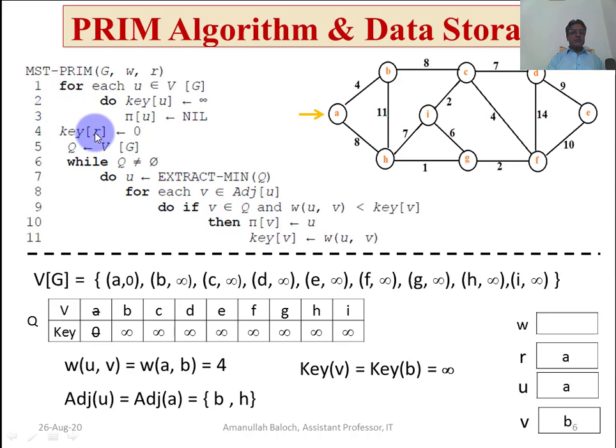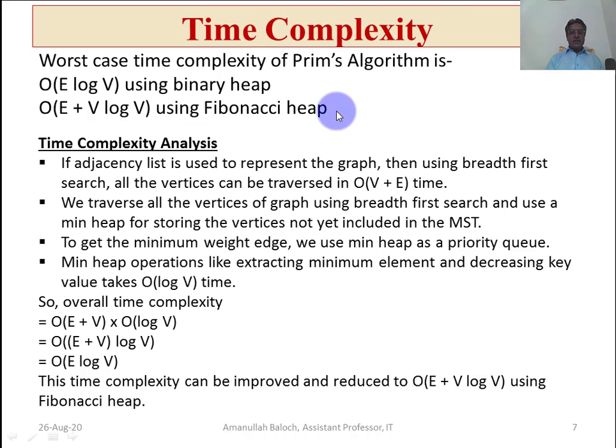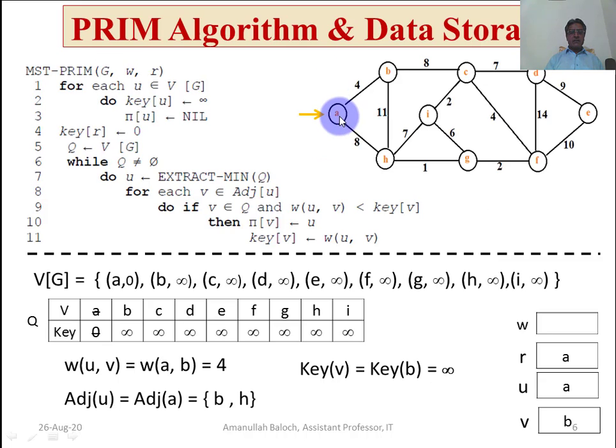Key of R. Let's suppose this arrow shows that A is our R node. The value of R is A. Here you may see we pass the starting node A as the root node, so R is equal to A. So the key of R, that is key of A, is equal to 0. The key of A is changed from infinity to 0. So you may see it here. This is node A and its key is 0.